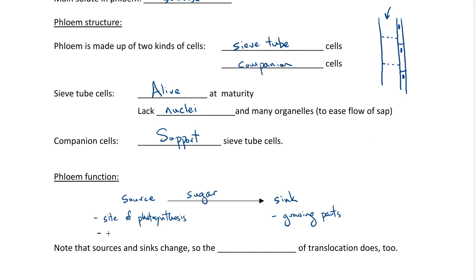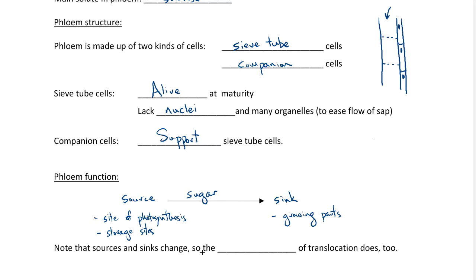Sources can also be things like storage sites. Tubers like potatoes, for example, are places where plants can store sugars in the form of starch over the winter and then use that in the next growing season to grow. So sources can be sites of photosynthesis or storage sites. Sinks are basically growing parts. It could be growing leaves, growing stems, growing fruits, etc.